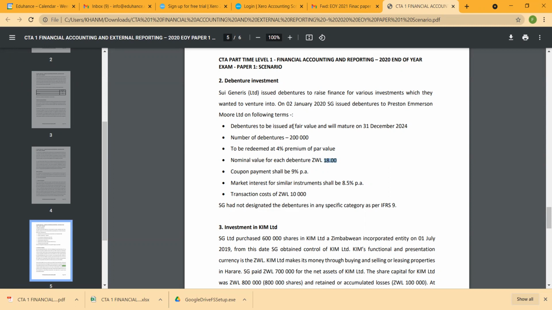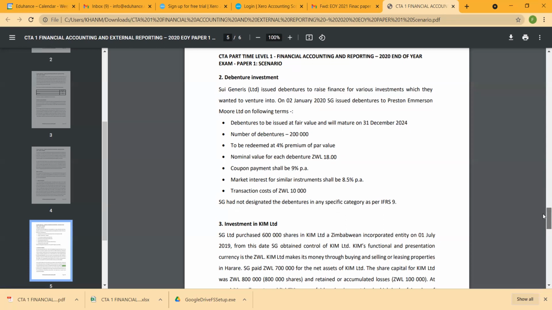Debentures to be issued at fair value. Okay, we will have to see what the fair value is, but let's just assume this is the fair value. This is not the fair value, but let's just assume it would be debit bank 200 times 18 Rand, for example. That's the cash amount, and then we must compare it to the fair value. So we'll have to have a look whether it's going to be a gain or loss on day one. Okay, so we'll have to work out the fair value.